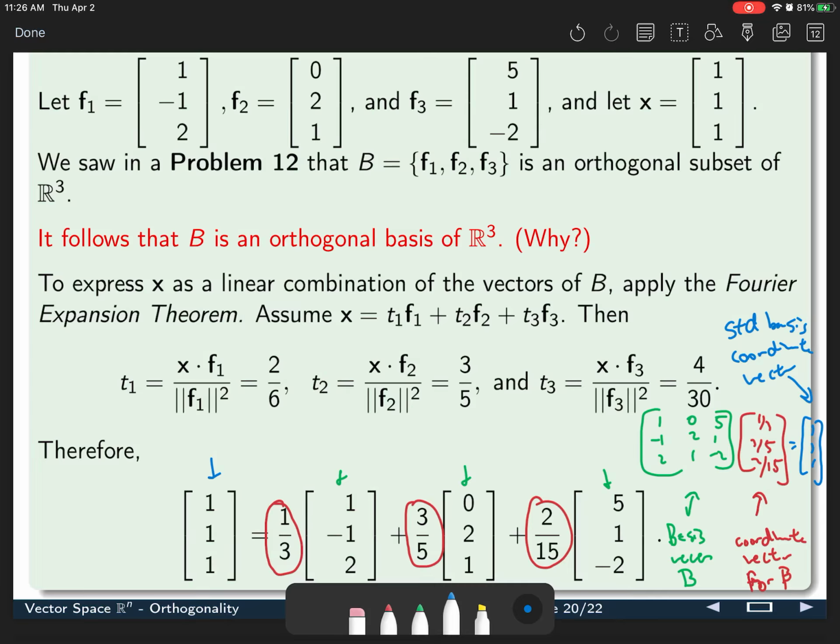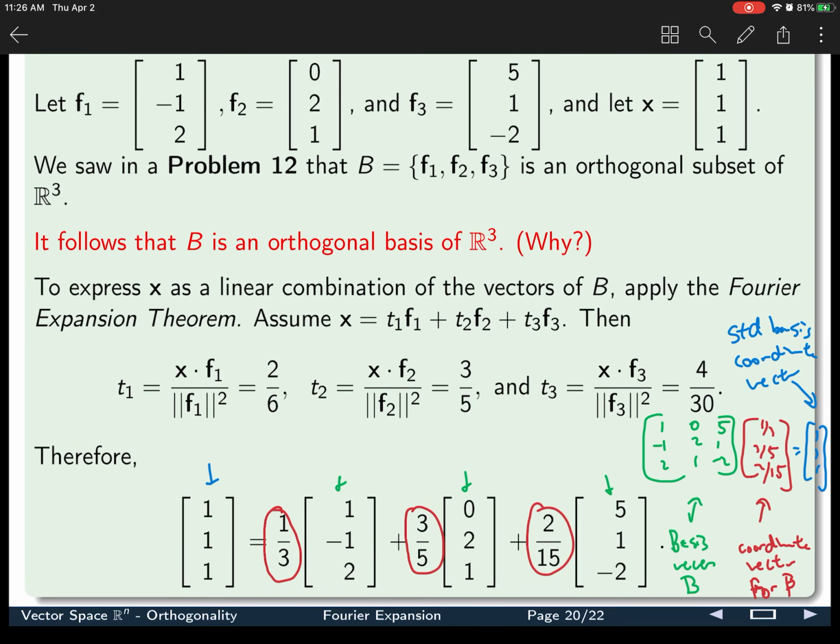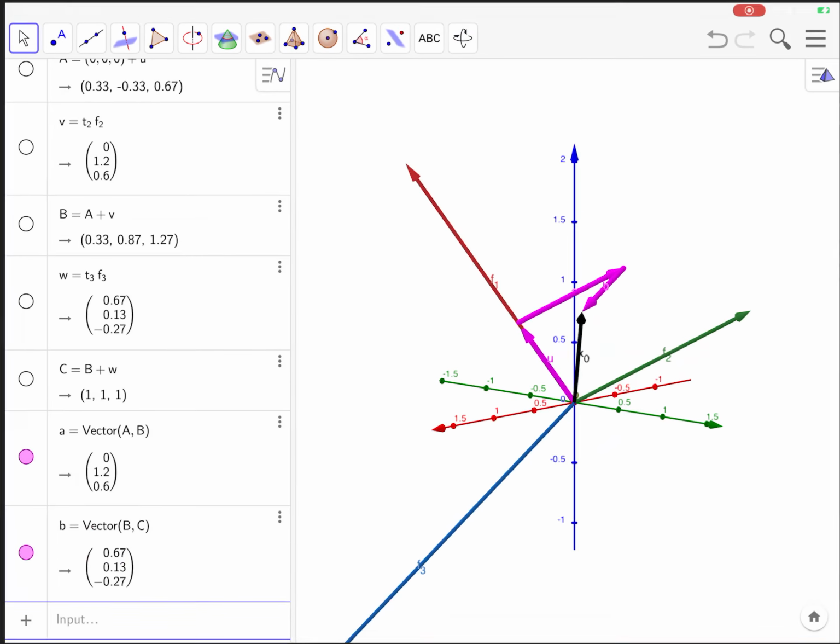I think that's really cool. It gives us a way to translate in and out of different coordinate systems. And again, that's a really useful skill. Real quick, let's take a look at what this is in terms of visualizing.